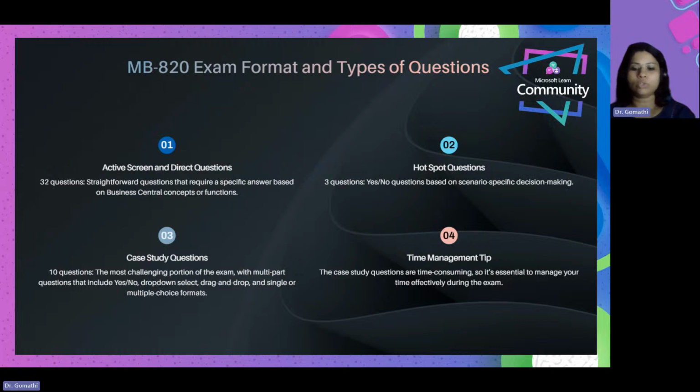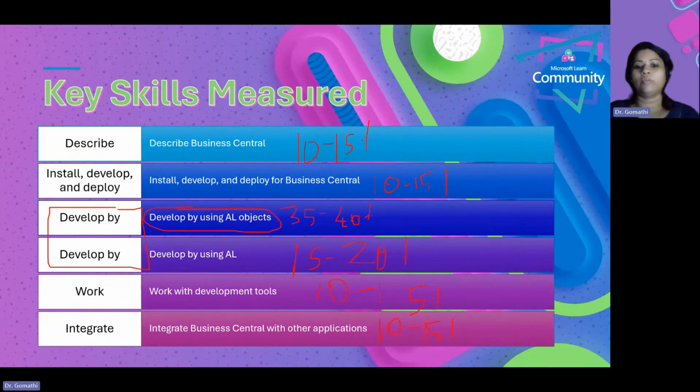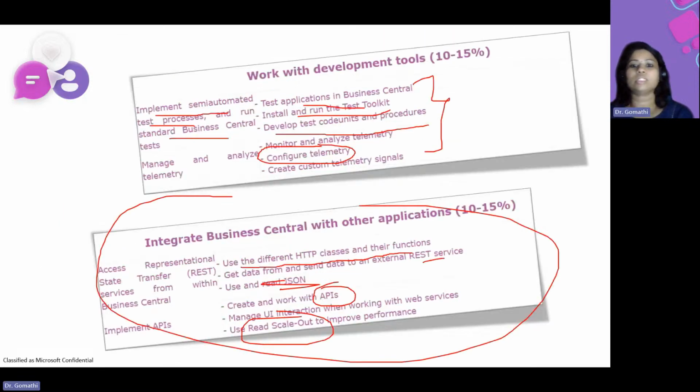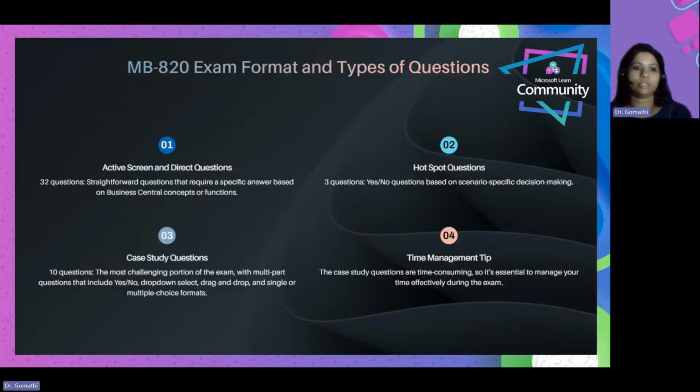This is how I gave importance: first I completed these two things, because I of course know the basics of Business Central. But if you are new to Business Central, then you have to go in this particular format. First understand what Business Central is, and be able to describe it. You should know how to install it, develop using AL objects, AL, and then this comes with an advanced option: work with the development tools, integrate Business Central, etc. These are the key skills used in Business Central.